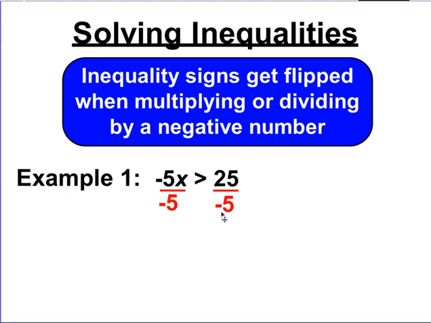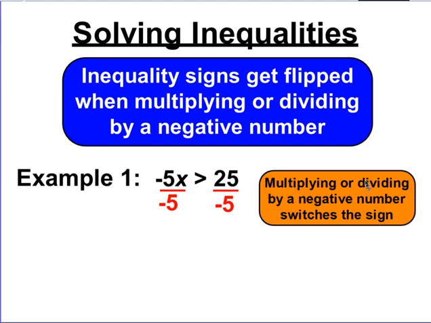And 25 divided by -5 is equal to -5. So what we have to keep in mind, though, is that since the red number here is negative and we're dividing, we need to switch the direction that the sign is pointing in. So that greater than sign is going to turn into a less than sign. Okay? So our solution set here is that x has to be less than -5.